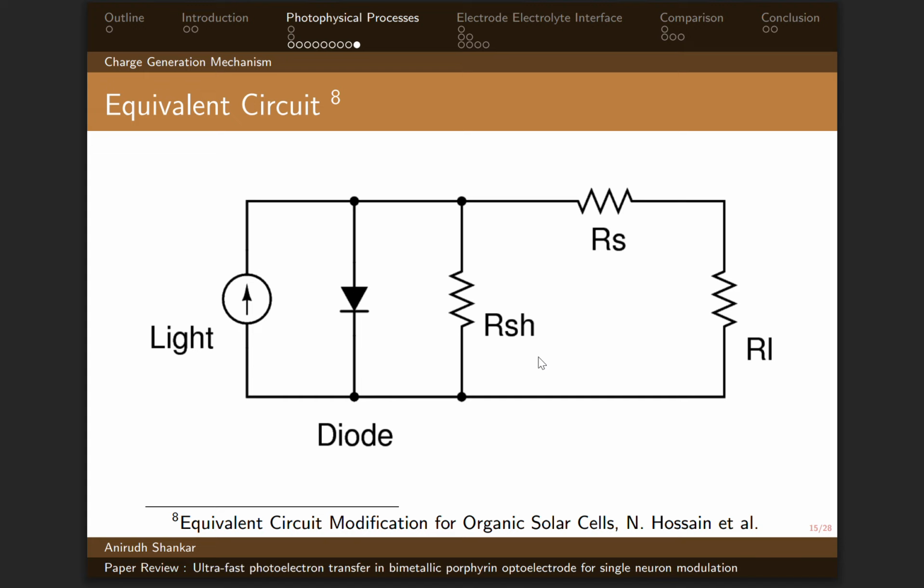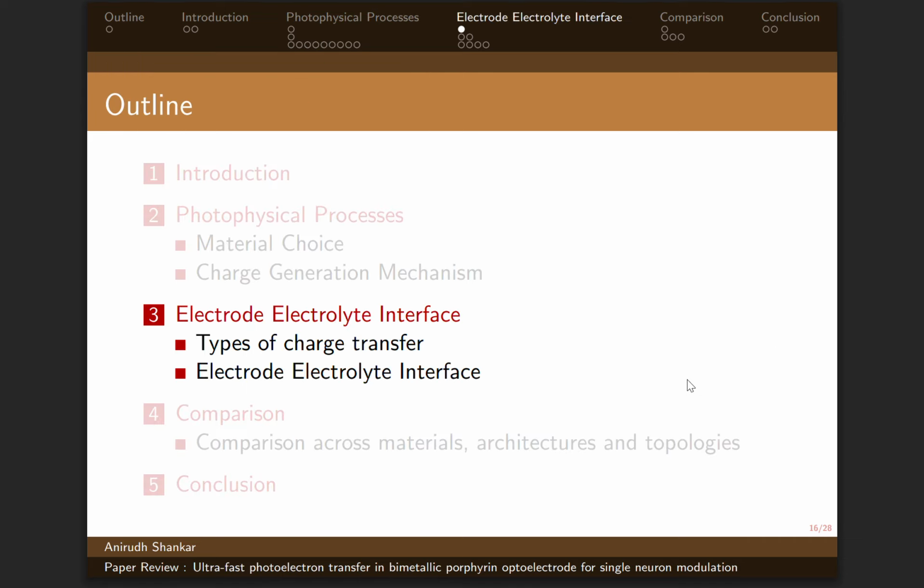The equivalent circuit can be viewed as follows. The incident photon energy, light energy, is converted into an equivalent current source, which drives this circuit. This diode basically represents the reverse leakage dark current of the photovoltaic under zero light excitation. This RSH represents the leakage losses in the photovoltaic system. This RS represents the contact resistance, and this RL is the effective load resistor of the neuron. And now we shall move on to the electrode-electrolyte interface.